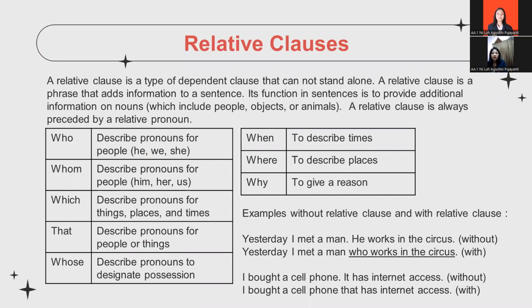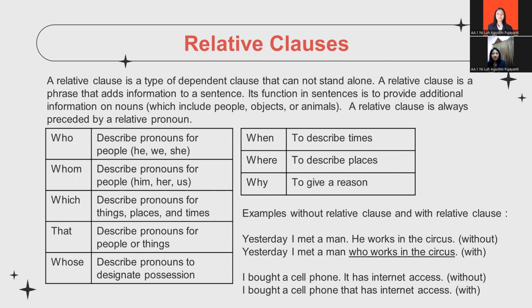A definition of relative clauses: a relative clause is a type of dependent clause that cannot stand alone. Another meaning is a relative clause is a phrase that adds information to a sentence. Its function in sentences is to provide additional information on nouns, which include people, objects, or animals. A relative clause is always preceded by a relative pronoun, but a relative clause is also preceded by relative adverbs, which include where, when, and why.